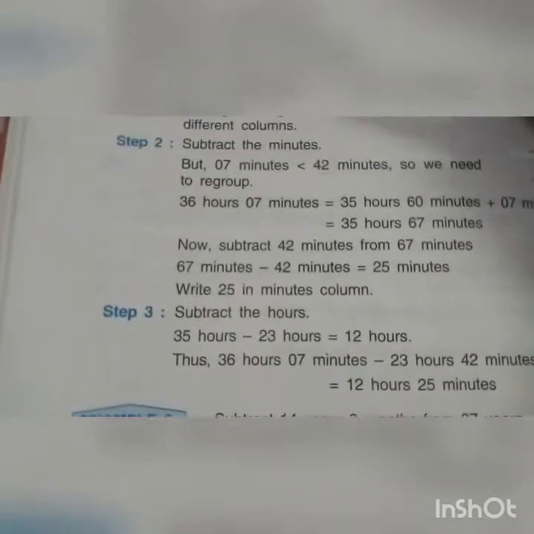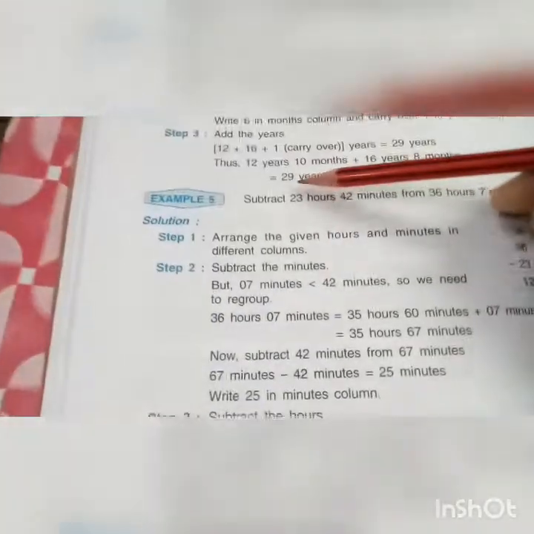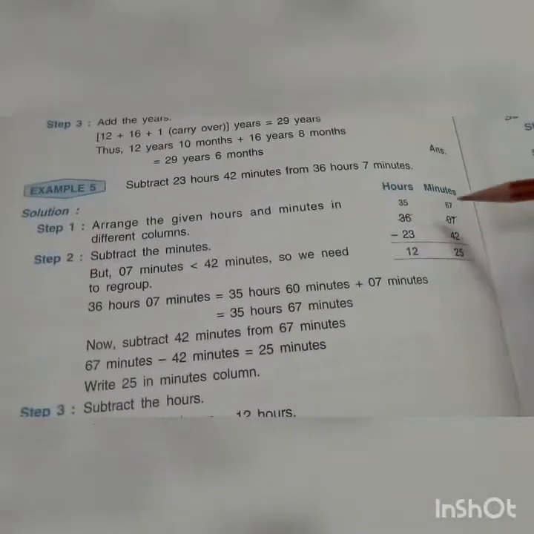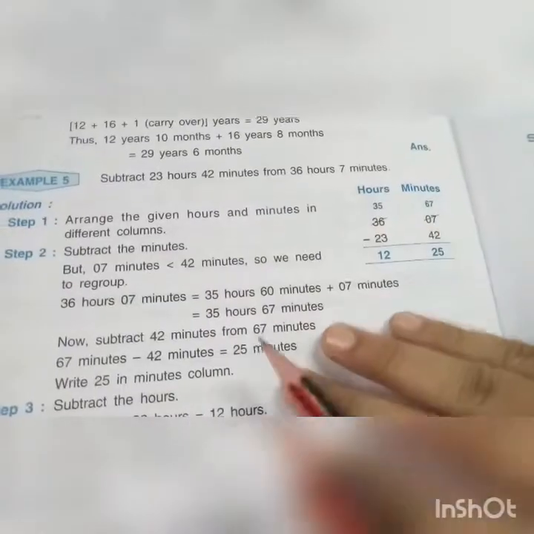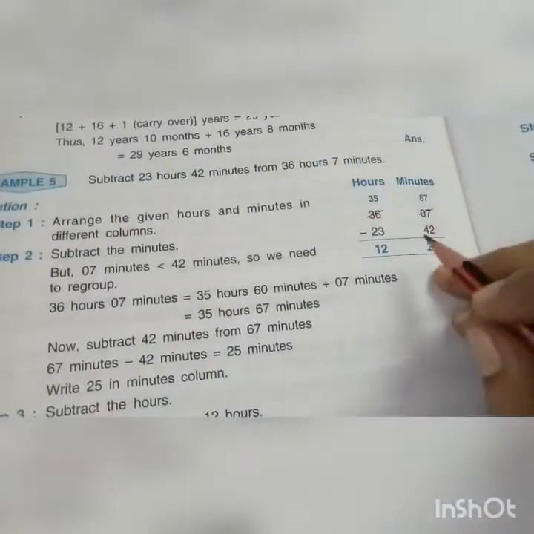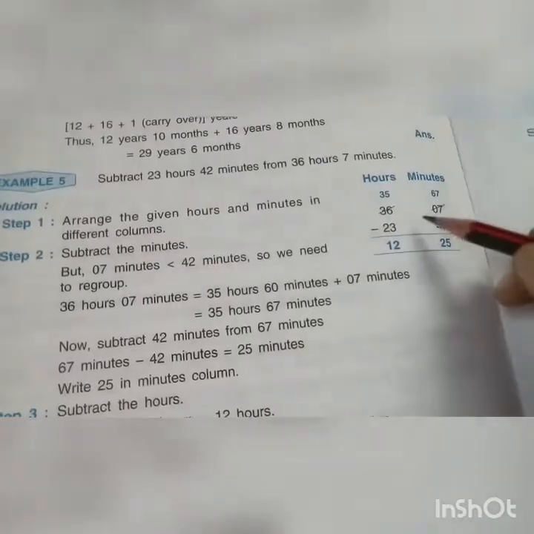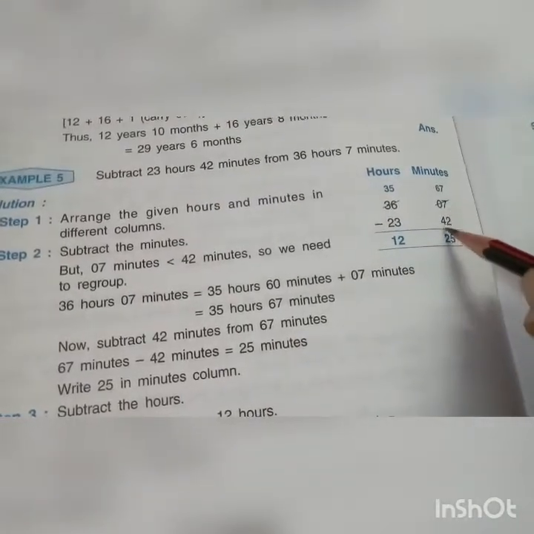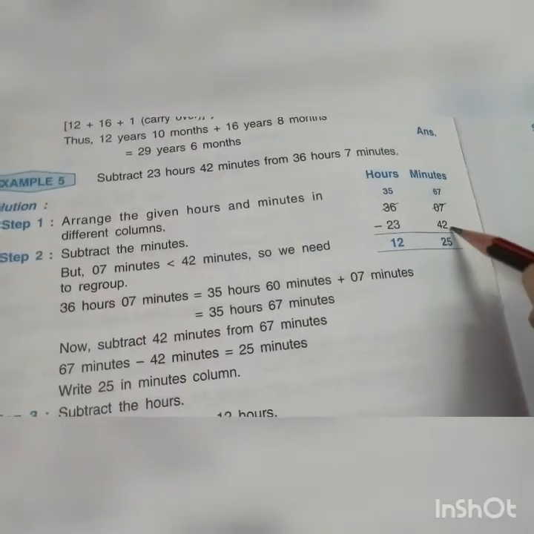First, look at the subtraction. Start here. Subtract 23 hours 42 minutes from the given time. Now you have arranged it properly. After that, what are you seeing? That this is 07, and we are unable to subtract this.